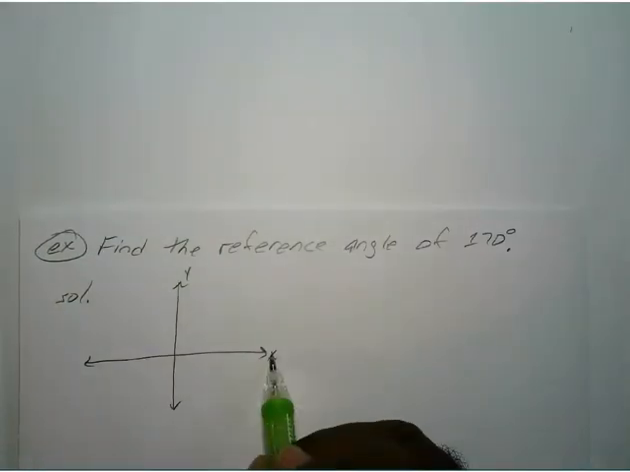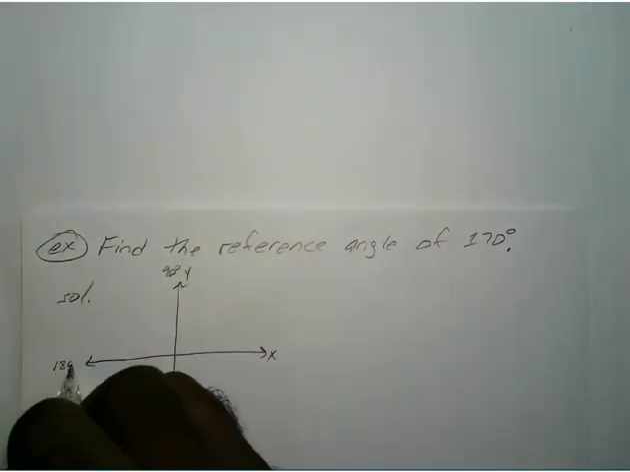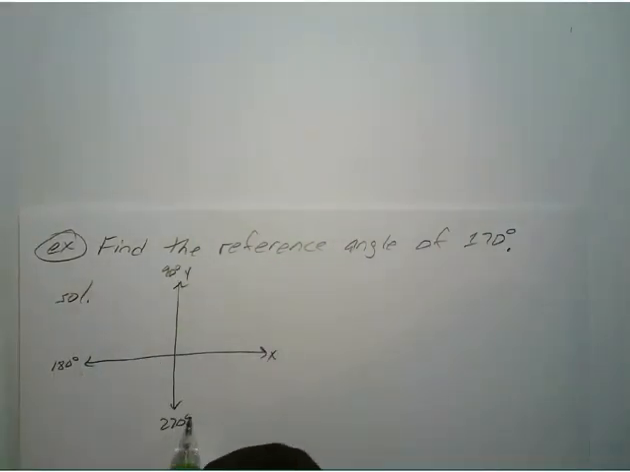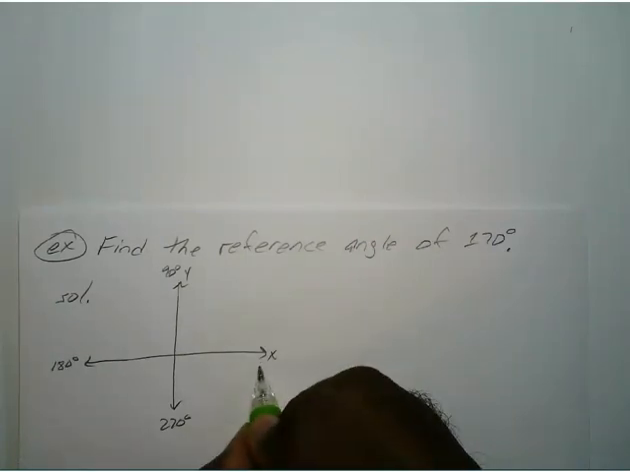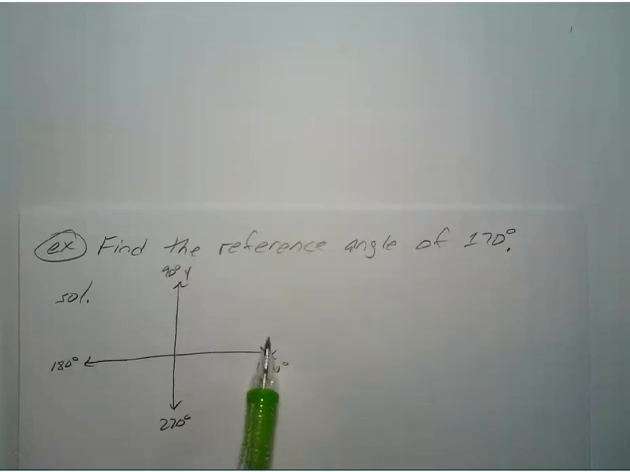Now, you know this is 0. You go up to here, this is 90 degrees, 180 degrees, 270 degrees, and a full circle brings us back to 360 degrees. Just 9, 18, 27, 36. Count by 9s.